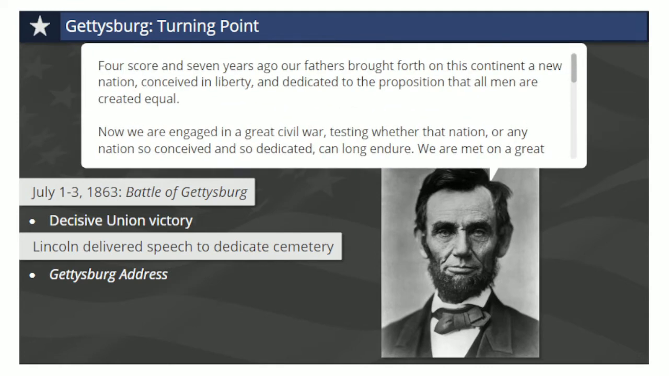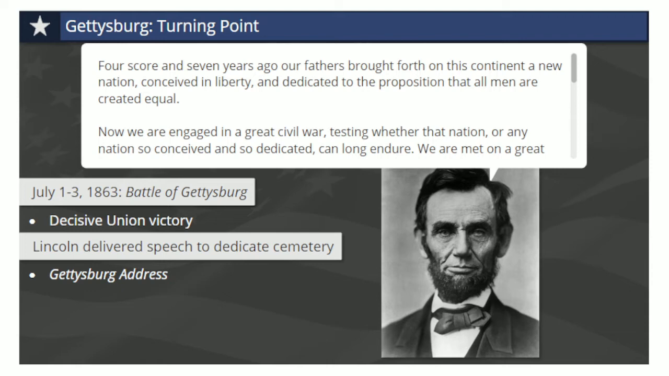Four score and seven years ago, our fathers brought forth on this continent a new nation, conceived in liberty, and dedicated to the proposition that all men are created equal. Now we are engaged in a great civil war, testing whether that nation, or any nation so conceived and so dedicated, can long endure. We are met on a great battlefield of that war. We have come to dedicate a portion of that field as a final resting place for those who here gave their lives that that nation might live. It is altogether fitting and proper that we should do this.